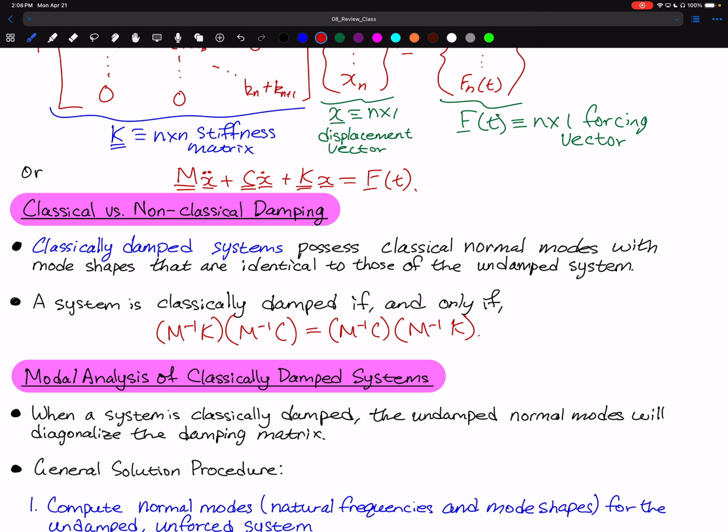We did talk about Rayleigh damping at one point. That is a type of classical damping and it satisfies this equation. It's not a necessary condition though, because you can have different types of damping that do not satisfy Rayleigh damping but are still classically damped.